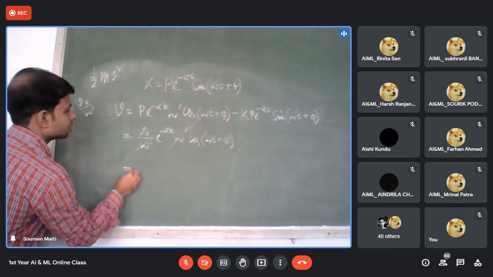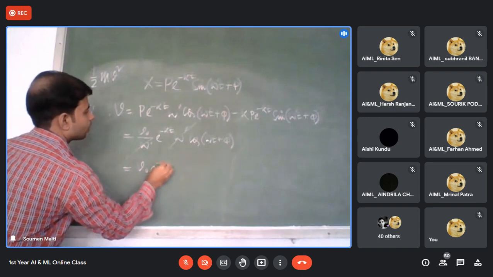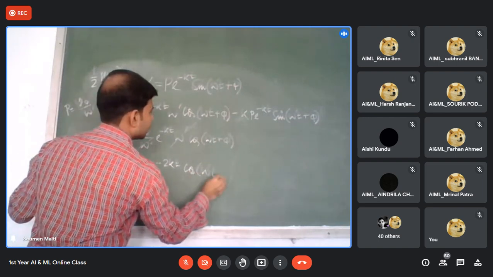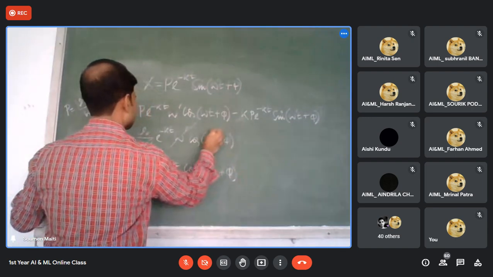So the value v is coming v naught e to the power minus 2kt cos(omega prime t plus phi). Yes or no? Got my point?